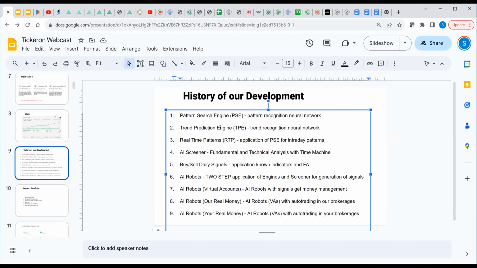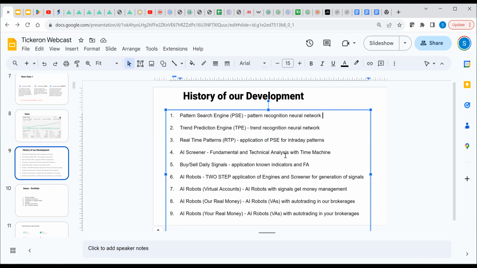So this was, by the way, based on the daily information. It means the candles were daily, and then the signals one a day, okay? So then we moved that to intraday. If you look at one of my webcasts, then you're going to see how we can find the patterns intraday, okay? Intraday patterns. That was our third product. Then we developed AI Screener, where we are making a fundamentally technical analysis with time machine. And then we introduced the product number 4.